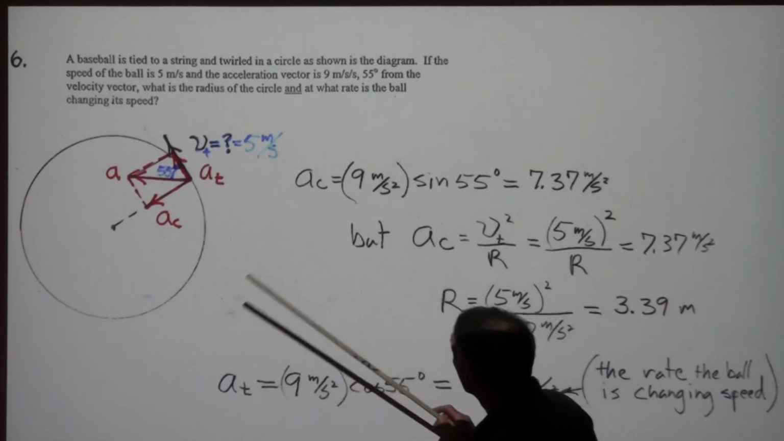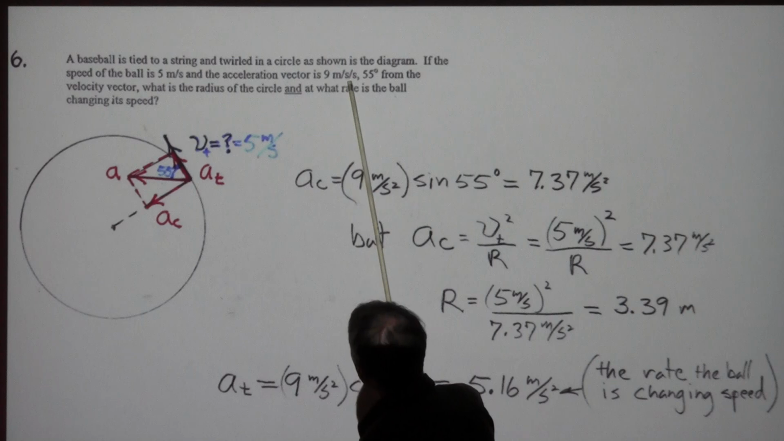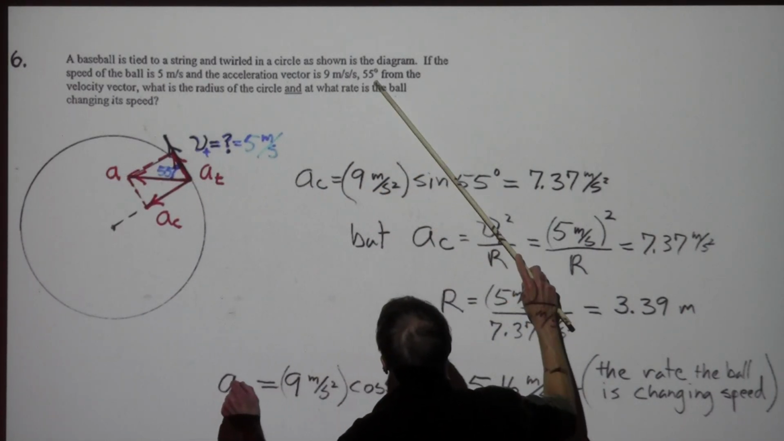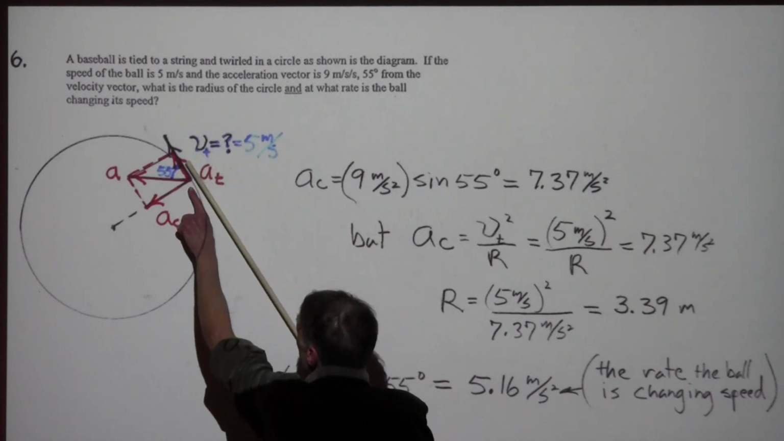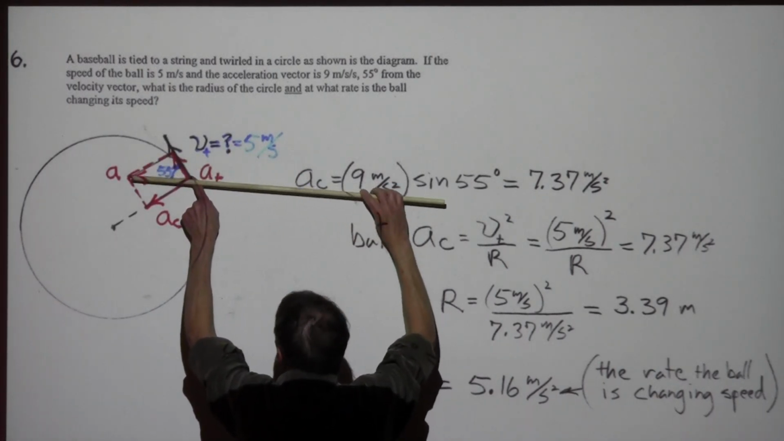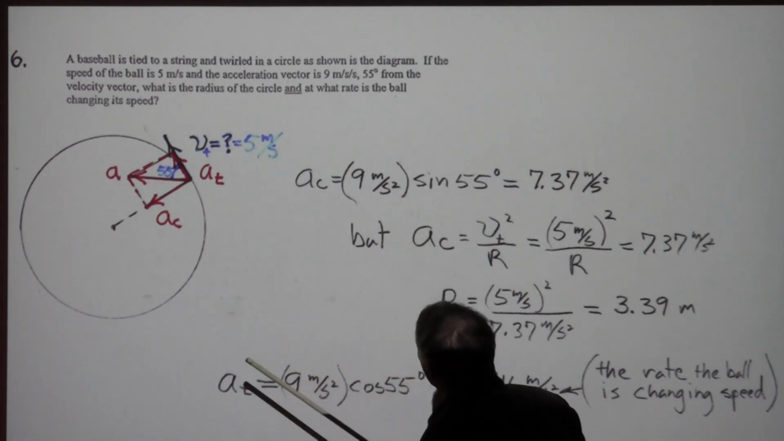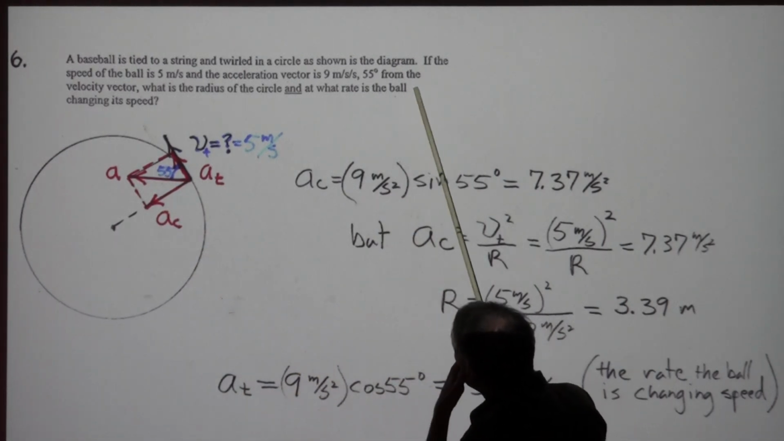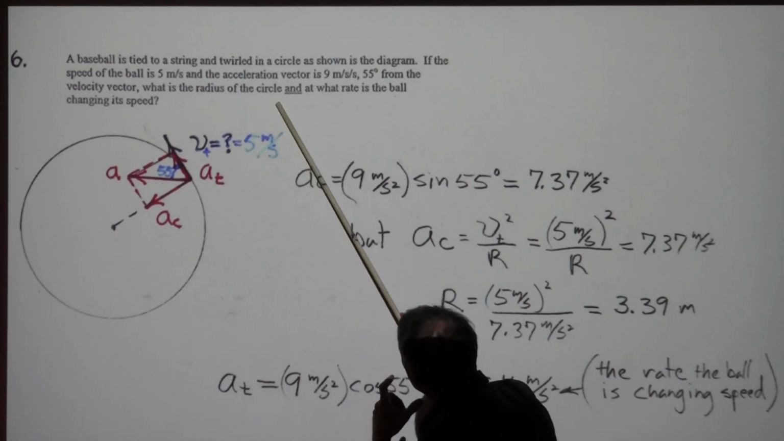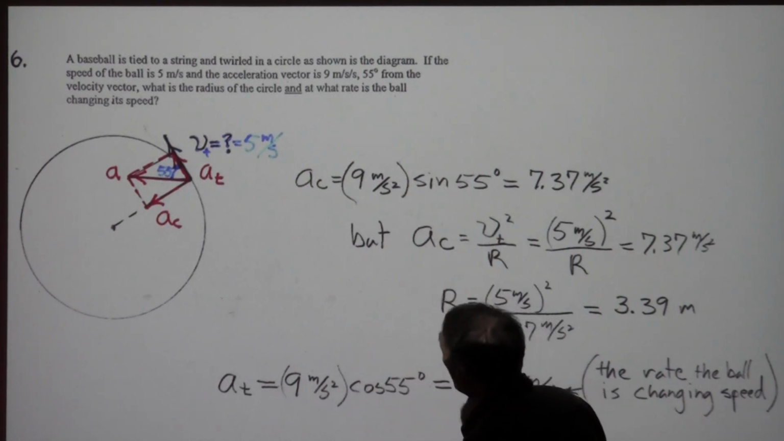Okay, so the idea is this acceleration vector points off at an angle. He's telling us 55 degrees from the velocity vector. So the velocity vector is there, and 55 degrees from it would give us the acceleration. He wants to know what is the radius of the circle and at what rate the ball is changing its speed.